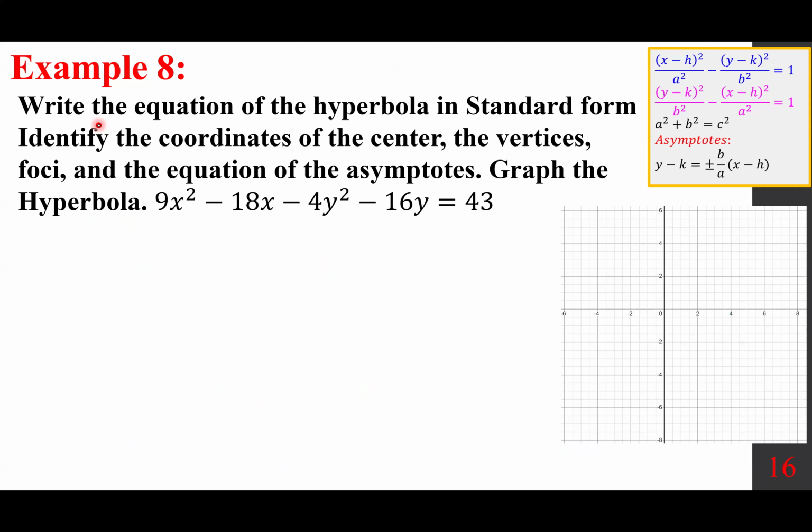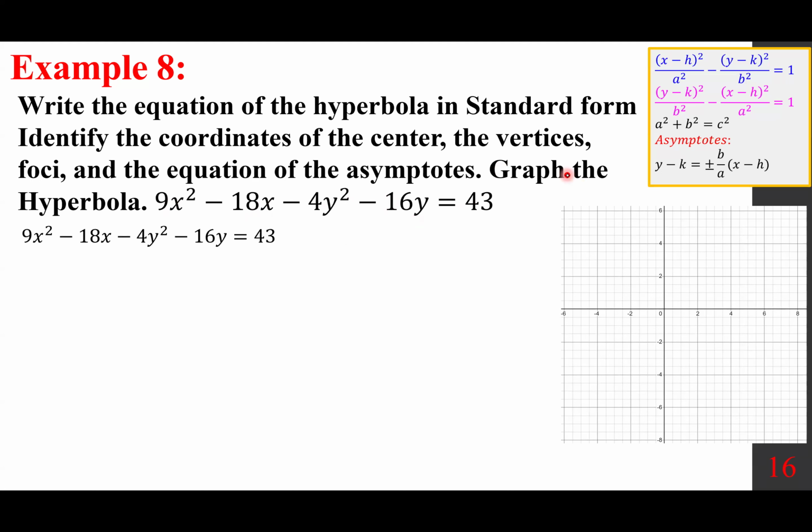Okay, last question. Write the equation of the hyperbola in standard form. Identify the coordinates of the center, the vertices, foci, and everything else there, and graph it. So here's what's given. And remember, as we did with circles and ellipses, we want to put them in standard form, which means we are going to put the 9x squared and minus 18x together, these two together, and we are going to move the 43 to the other side if it wasn't the case. It is the case already, okay? But if it's not, that's the methodology, okay?